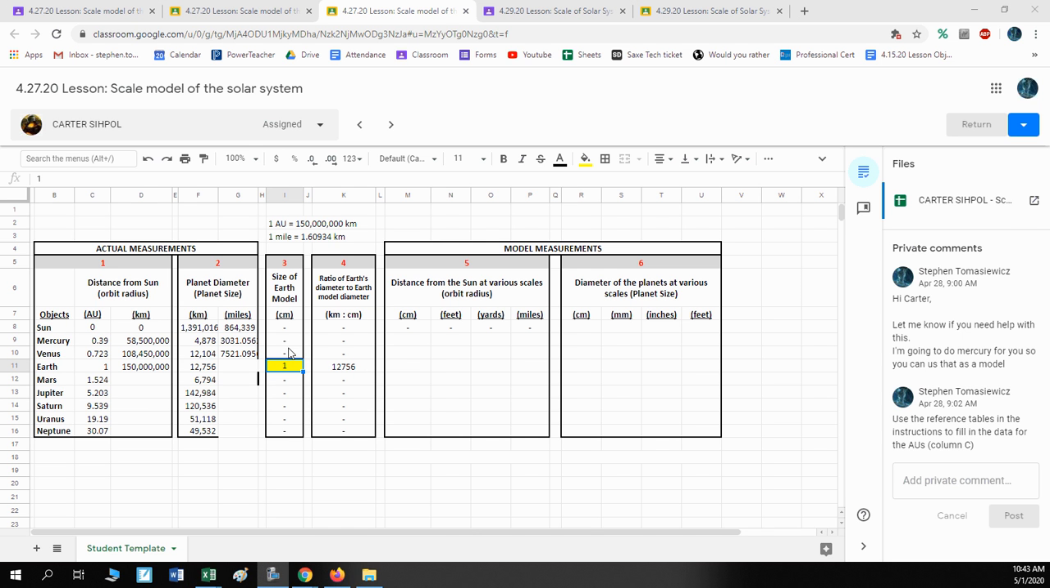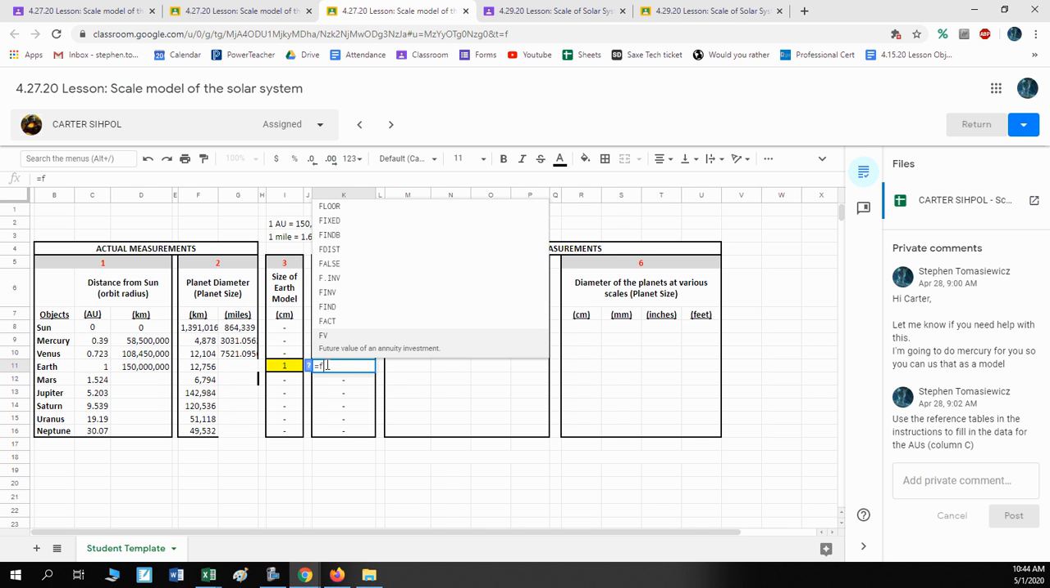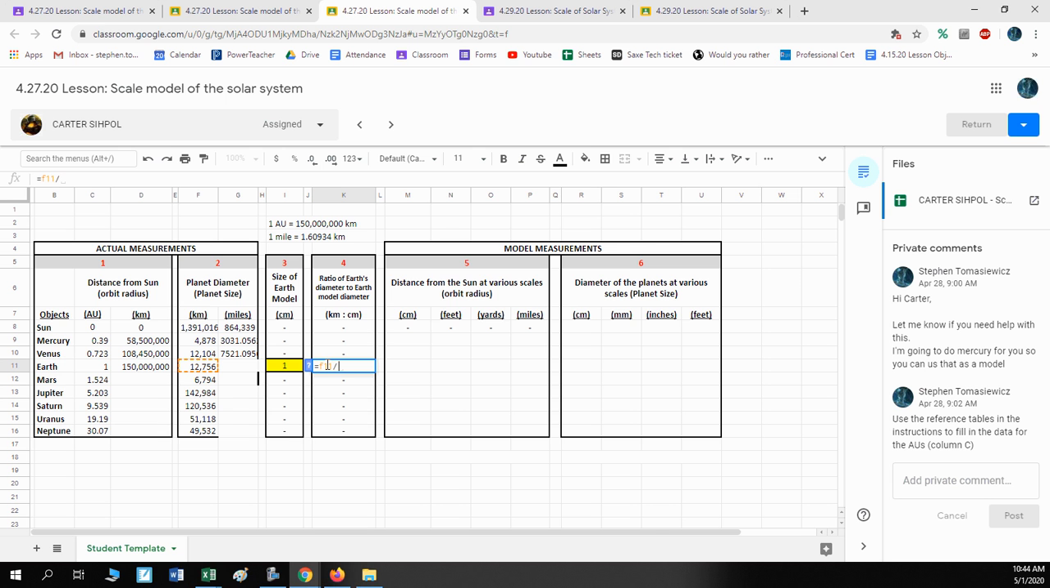Okay, so in our model, we're going to start off building our model so that it's just 1 centimeter in size, but we can change that once the model is completed. In this column right here, we're going to calculate the ratio between our actual measurements and our model measurements. So to do that, we're going to type in the formula. This equals F11, which is our Earth diameter, divided by I11, which is our model diameter. And that is going to serve as a ratio. When you change this number, that number will get updated. All right, let's keep it at 1.